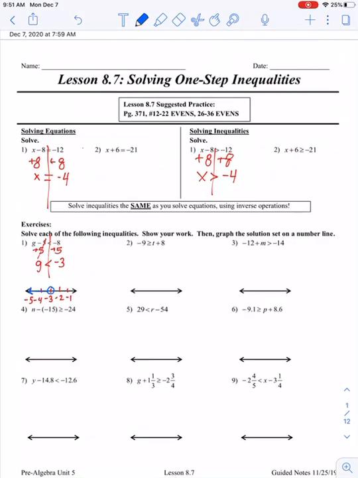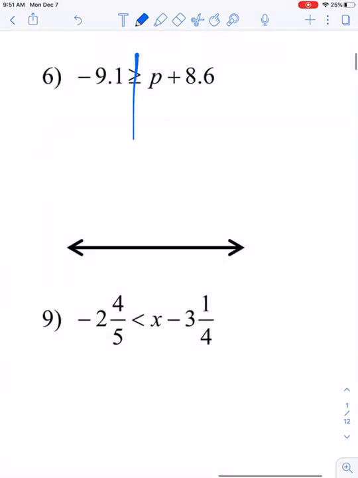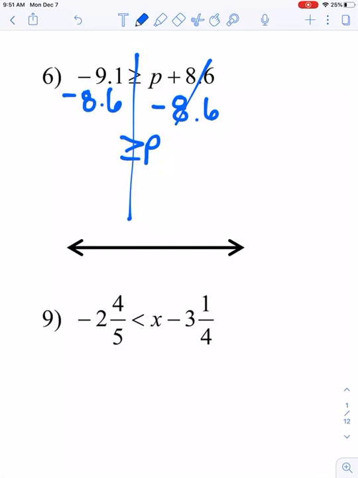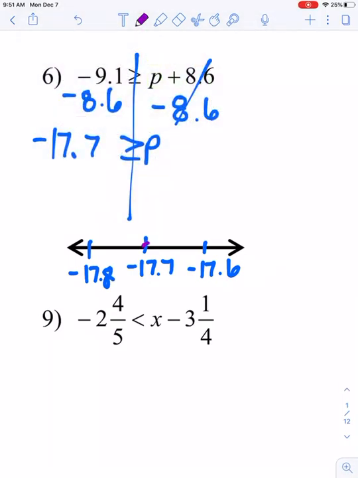Okay, let's look at number 6. We would subtract 8.6 on both sides, which means P is less than or equal to negative 17.7. Now notice this one, the P is on the right side, so that's why you have to read it from right to left. So P is less than or equal to negative 17.7. Negative 17.6, negative 17.8. I can't fit much on this number line. We would do a closed circle. Since it does have that line underneath it, it could be equal to it. And P is less than, so it'd be going to the left.